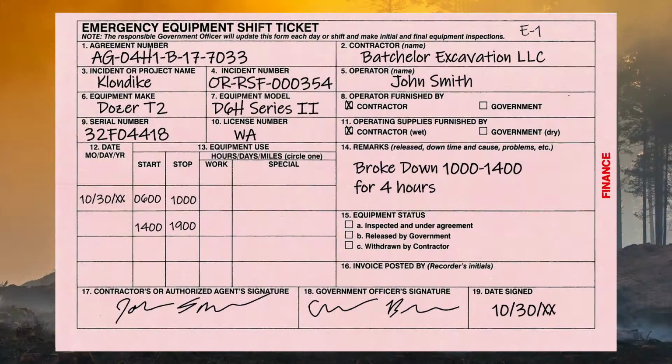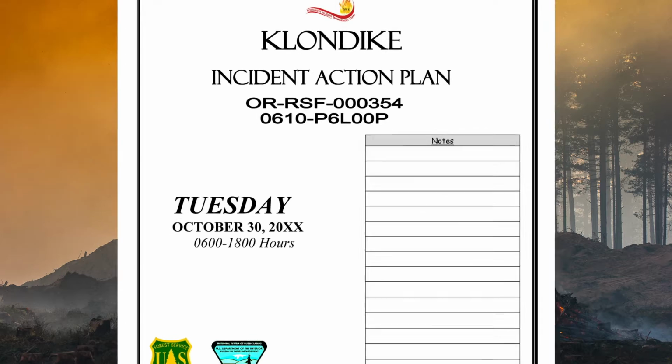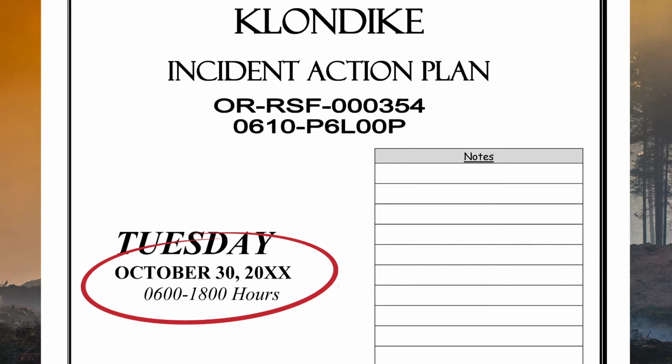Anytime a resource is out of service, it should be noted on the shift ticket. In this example, a dozer was out of service from 1000 to 1400 for a total of 4 hours. The agreement shows the daily rate for the dozer at $1,575. The IAP shows the operational shift was from 0600 to 1800, which is a total of 12 hours.